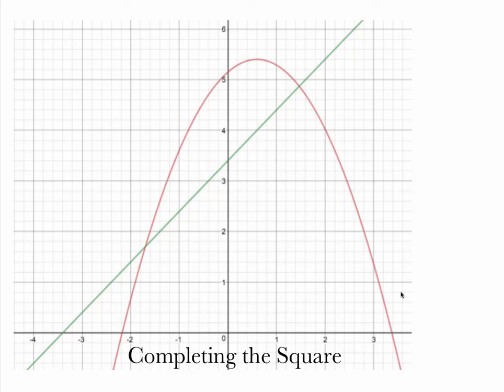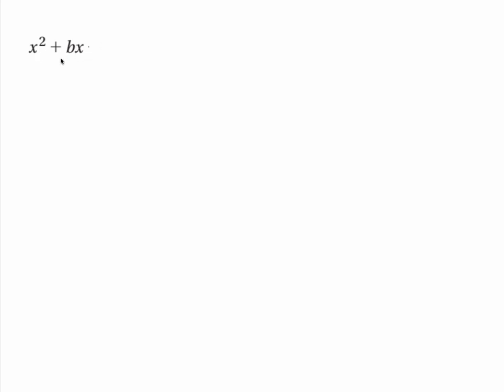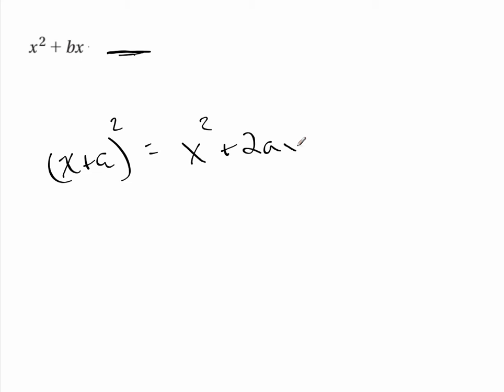Completing the square is a handy tool when you're trying to factor. Sometimes you're going to get to a situation where you've got x squared plus bx, and you're going to want to know what to add to it so you can make a perfect square. You remember (x plus a) squared is x squared plus 2ax plus a squared.